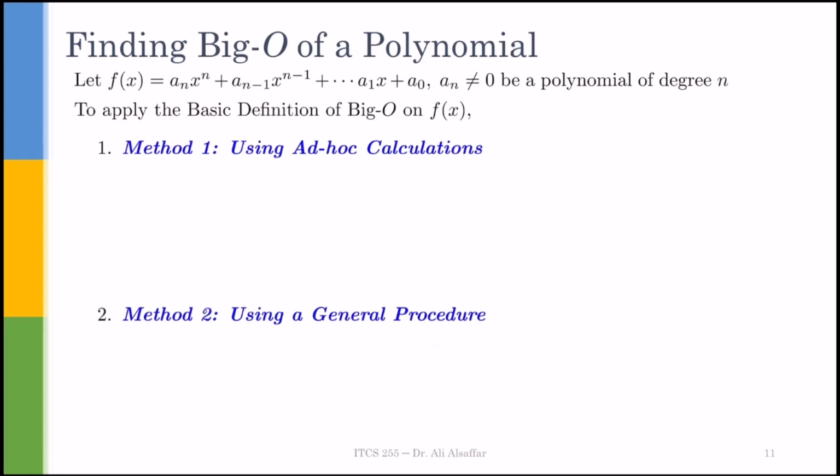Ad hoc means the steps or the calculations we do differ from one polynomial to another. But for the general procedure, we apply the same steps over all polynomials. These steps are obtained from the understanding of the ad hoc calculations, and I will show you this in a moment. So the first example that we need to solve is to find a big O, which is an upper bound of f of x, a polynomial of degree 4.